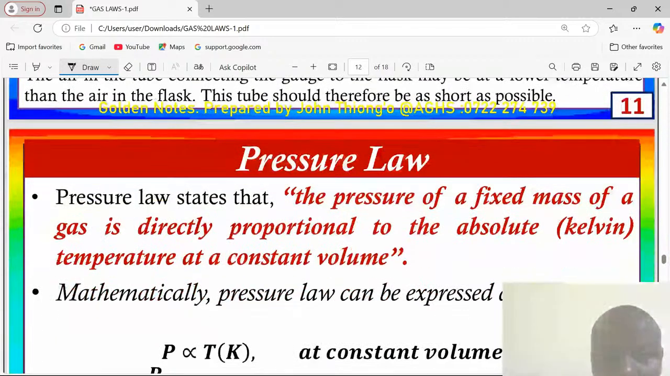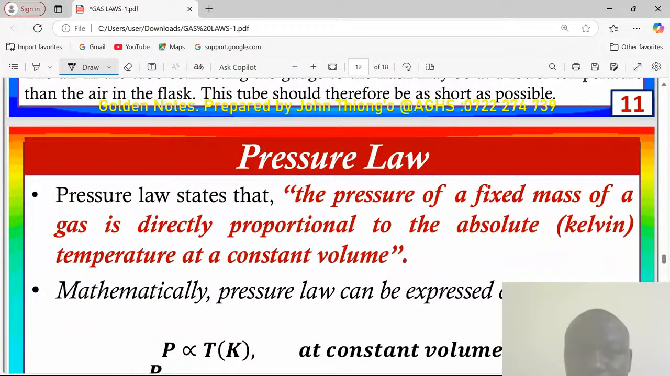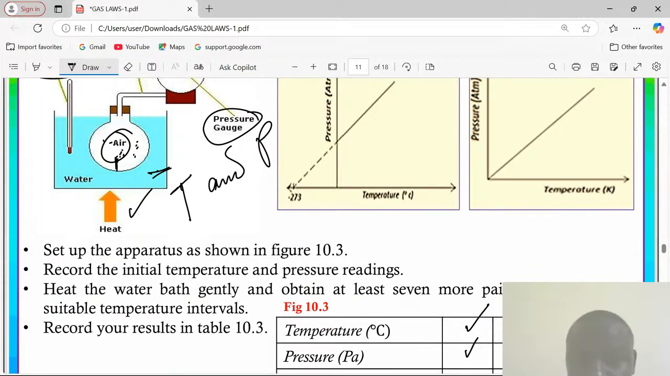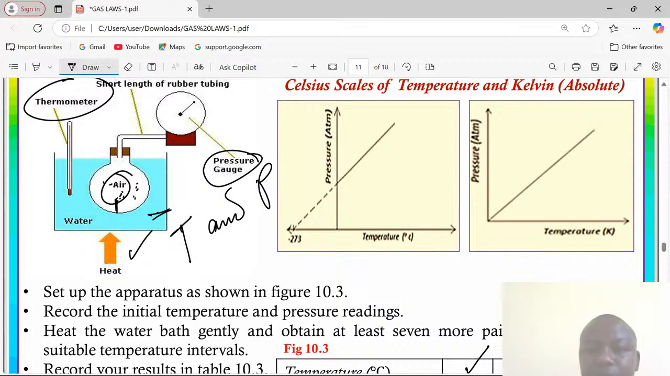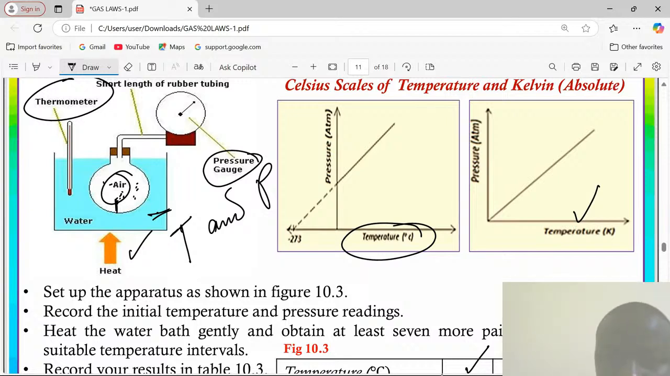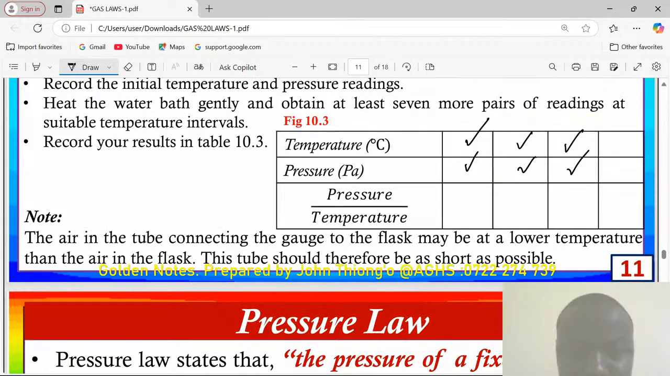Now you are supposed to plot after the table. Now you plot pressure against temperature, and when the temperature is in the Kelvin scale, we will have a line through the origin. When the temperature is in degrees Celsius, we expect the line to cut the horizontal axis at a point equivalent to 0 Kelvin. The equivalent of 0 Kelvin is negative 273. So that is what we expect.